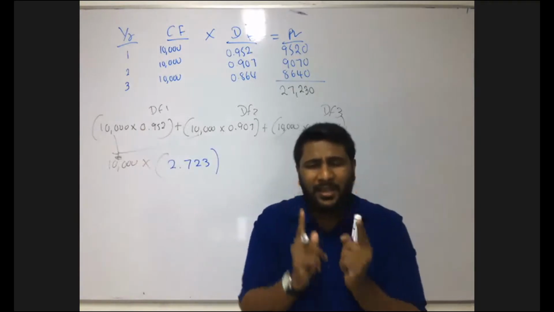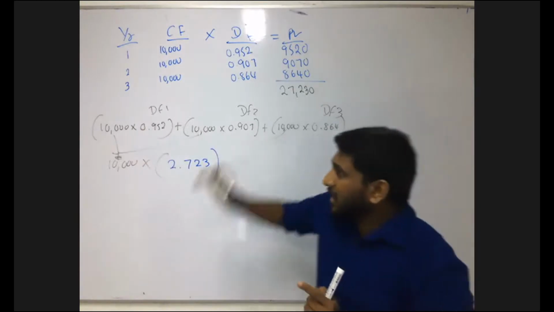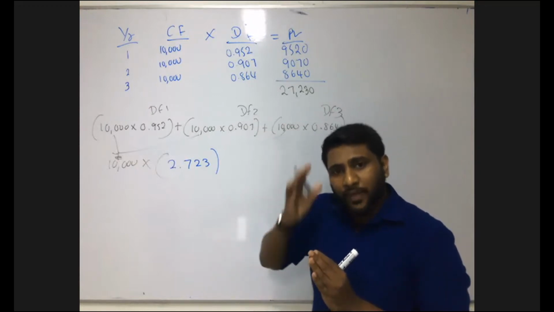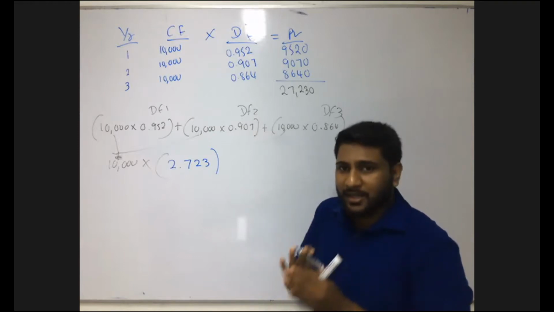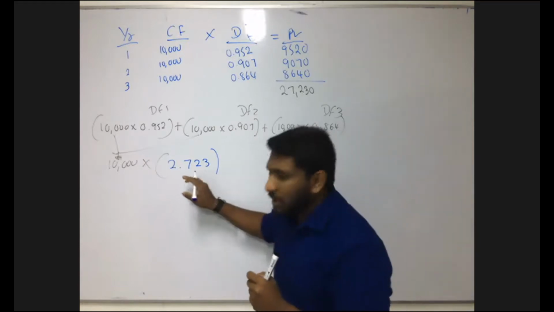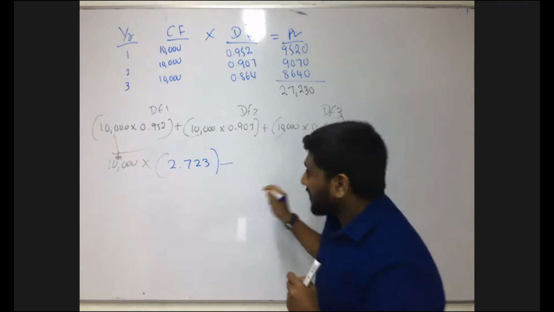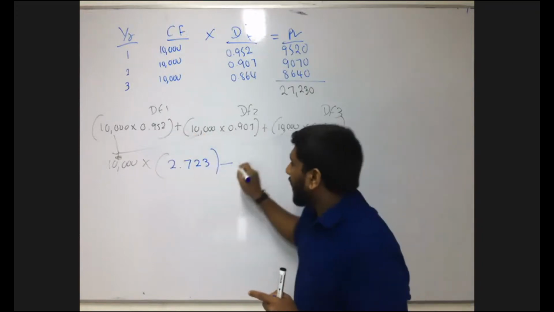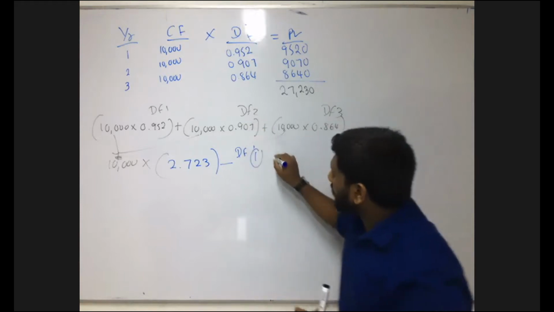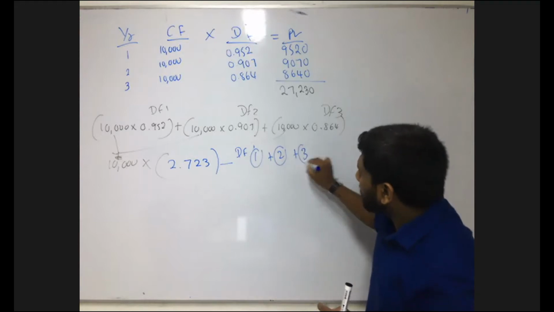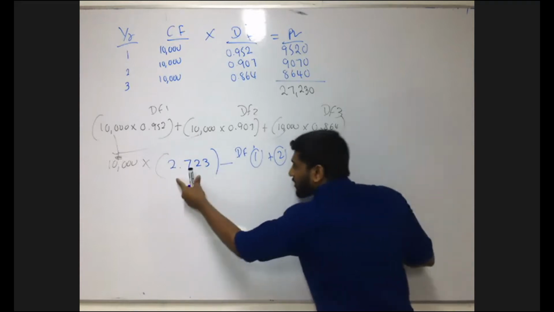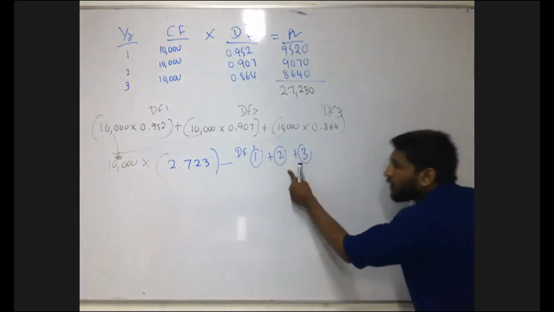Everyone, you have to understand this perfectly. Each and every question that I am giving you, there is a reason, guys. There is a structured way that I give you questions, and only then can you understand. There is a reason why I gave you this question. What is the meaning of this 2.723? This is the addition of the discounting factors of year 1, year 2 and year 3.